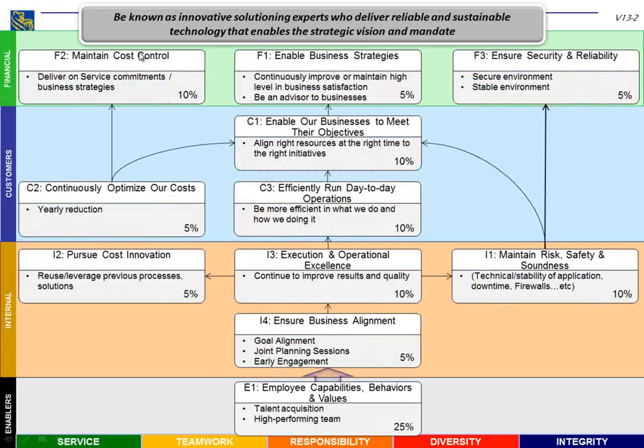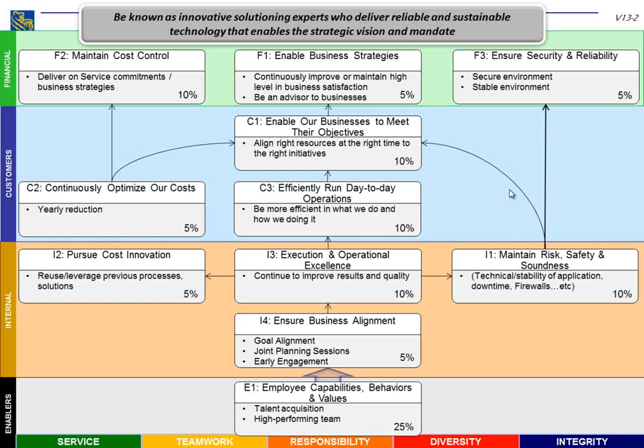So for example, to maintain cost control, the goals were, deliver on service commitments and business strategies. On things like enable business strategies, it was things like continuously improve, maintain a higher level of business satisfaction, and be an advisor to business. So this is the work that the teams came up with. PM Squared took the opportunity of looking at this work and overlaying our experience with best practices.